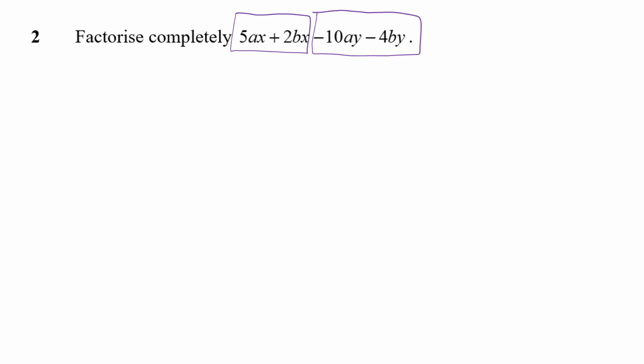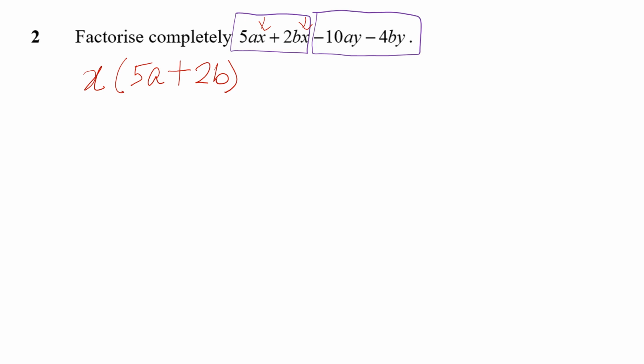5ax, 2bx. Can you see any common factor there? Yes, x. I'm sure you can see that. So I'm going to take out x. So 5ax, if I take out x, I'm left with 5a. Plus is still plus, just continue writing plus. 2bx, if you take out x, you're left with 2b.